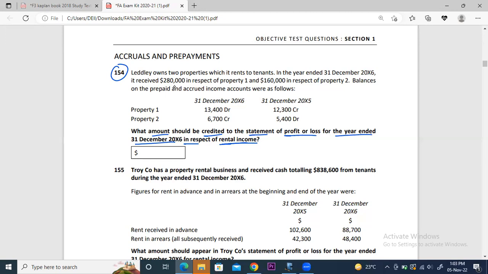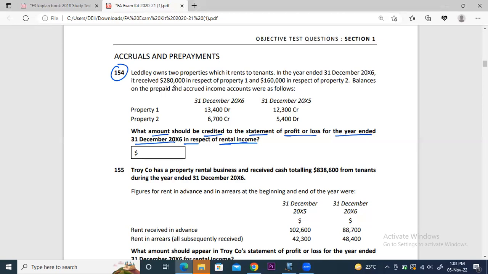We have to do all the formalities, opening, closing, everything. There is one simpler method as well that is called the timeline method. Probably I'll be discussing that maybe today, maybe tomorrow. It's a very simple one, all common sense based. But this question for sure will be done through the T account method.